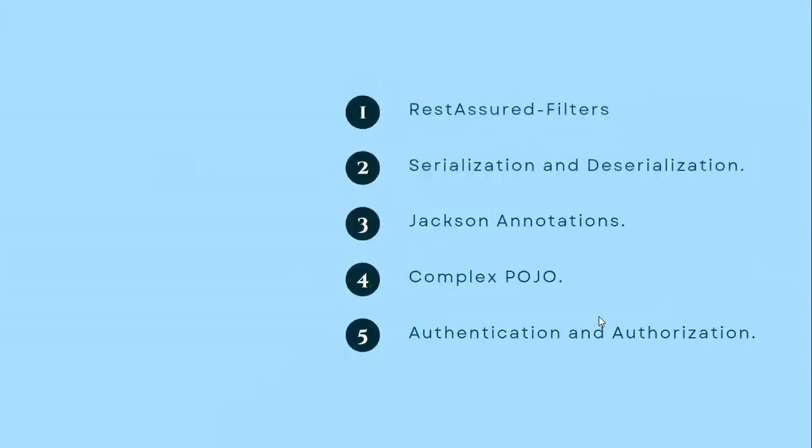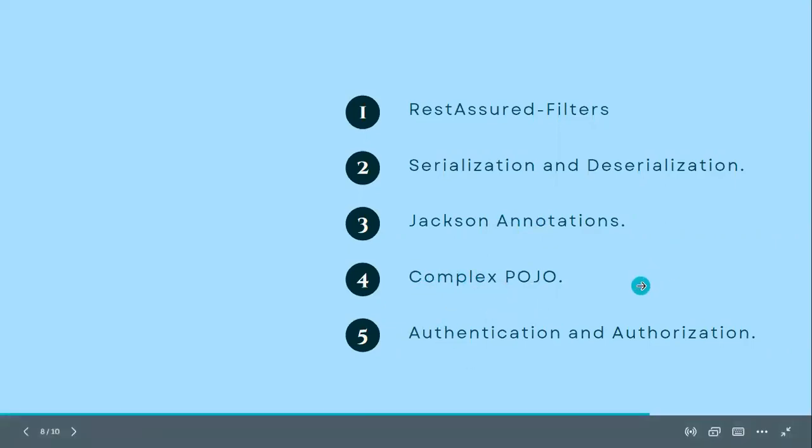After that, some concepts like filters, serialization and deserialization, Jackson annotations, and how to work with a complex POJO. Complex POJO means POJO class creation, which is the complete OOPs concept. With the help of the OOPs concept, we have to create POJO classes. In an organization, most of the people will create data with respect to POJO only. So that part will be covered, and authentication and authorization.